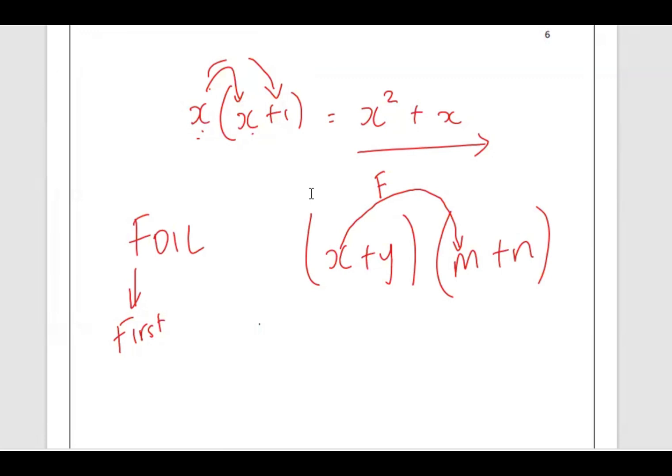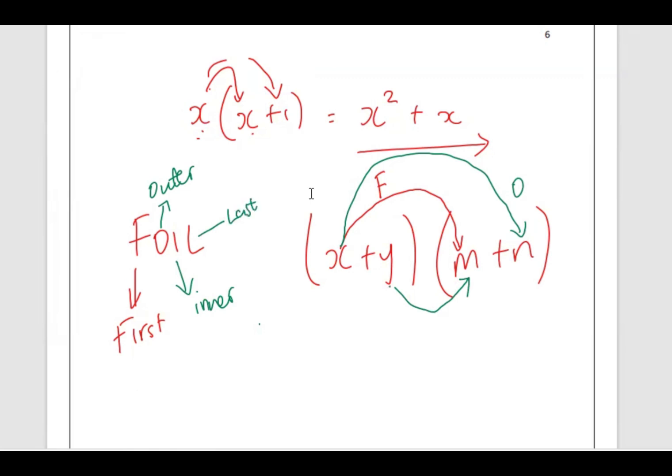Then 2, we have the O, which represents the outer terms. So this and this n, those are outer terms. They are external. They are on the extreme sides. Then I simply means the inner. So the inside, the y and the m. And then this represents what we call the last term. So y is the last term, n is also a last term. So in other words, whatever is inside this bracket must affect whatever is in that bracket.